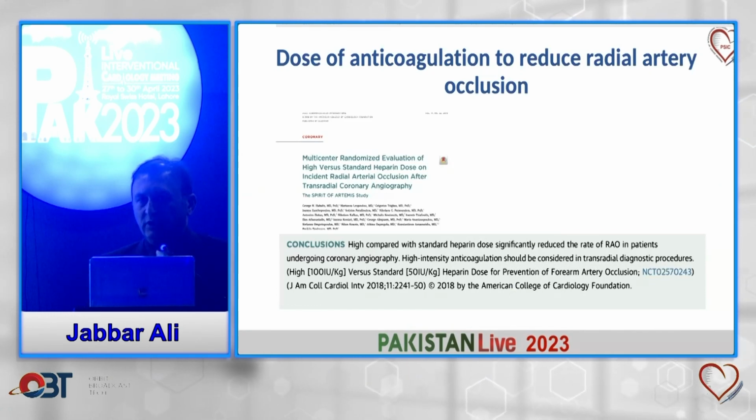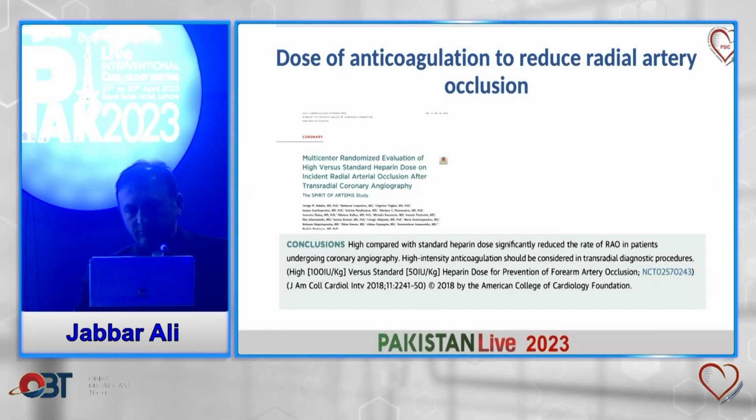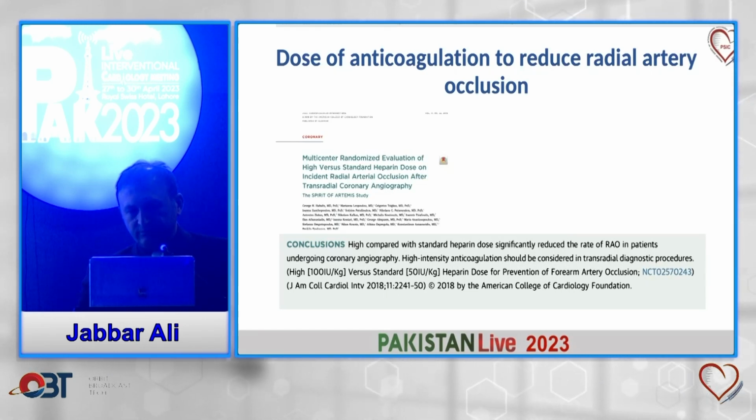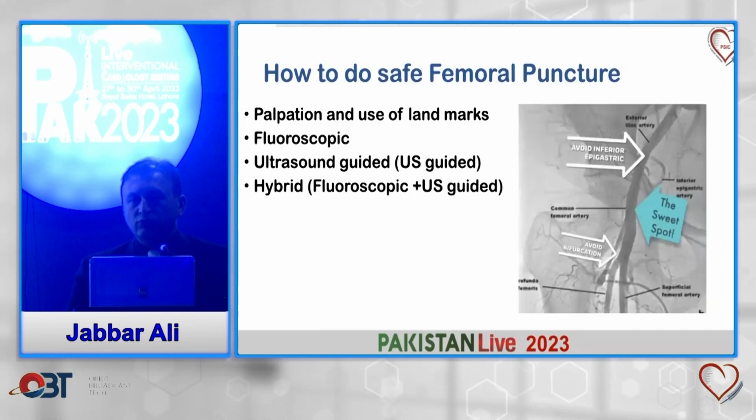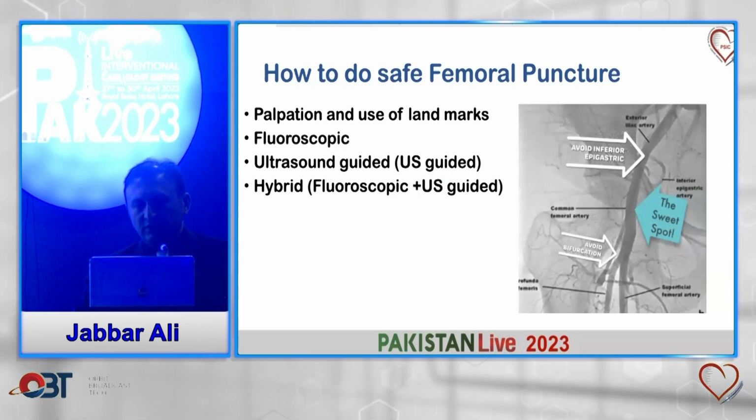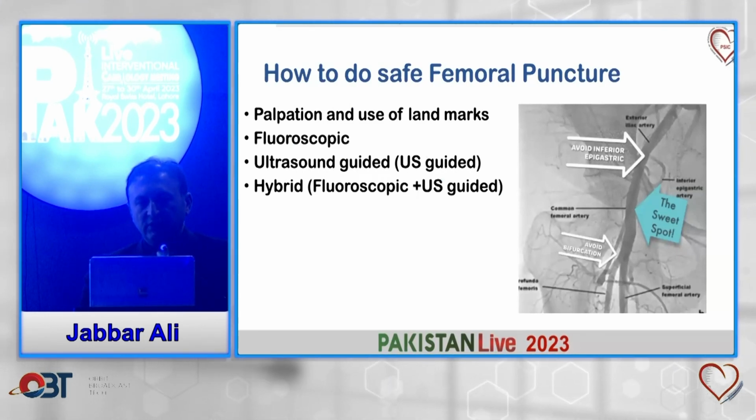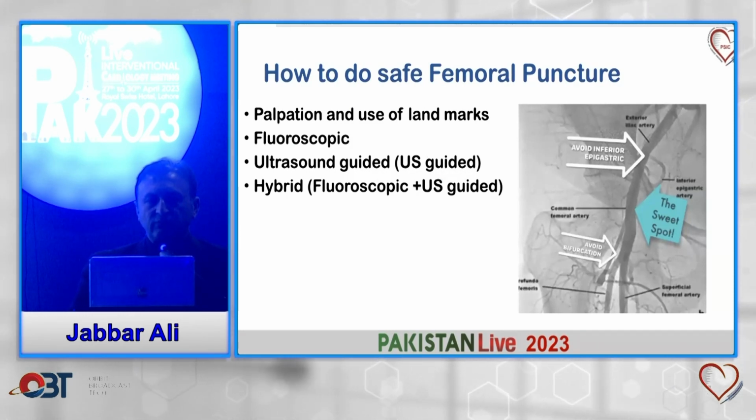This is very important: how to reduce radial artery occlusion. Previously the heparin dose was 50 international units, but after this trial it was gradually increased to 100 international units per kg. How to do a safe femoral puncture?